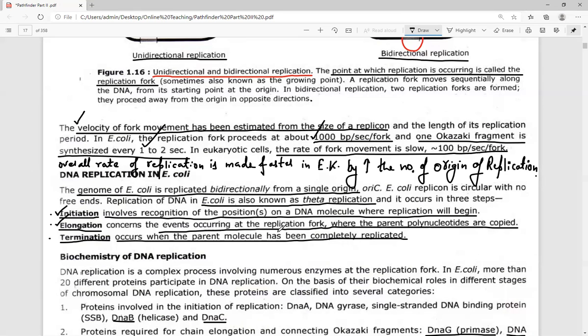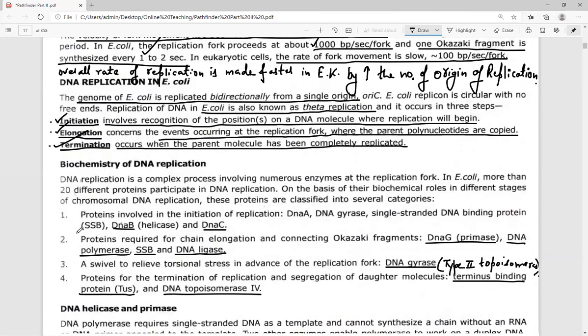What happens in the case of termination? After the process of DNA replication has been completed, the process of termination takes place so that the two daughter strands produced can be effectively separated away from each other. That process is referred to as termination.